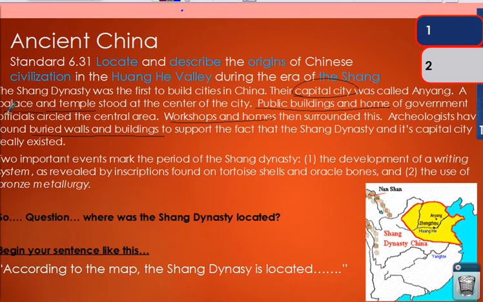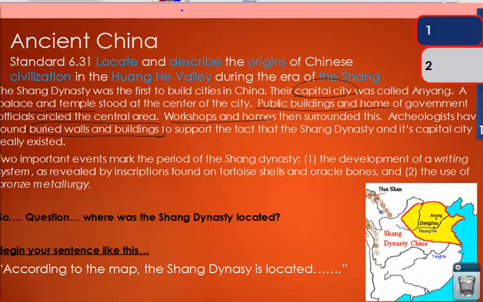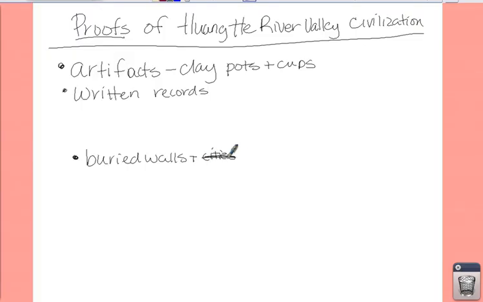So I'm only going to write down one thing that I know they said they found for sure. What was it? Buried walls and buildings. So I'm going to go back to my page that says proof and leave you a little bit of space here under written records, okay? Because we're going to do something with that one. So buried walls and buildings. Sorry, my bad. Leave a little space there. Leave a little space under written records.